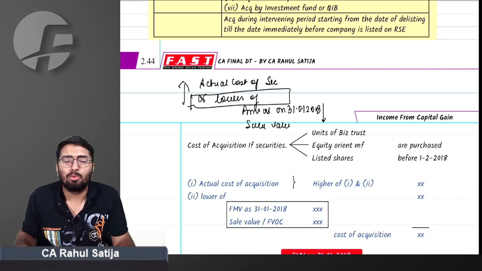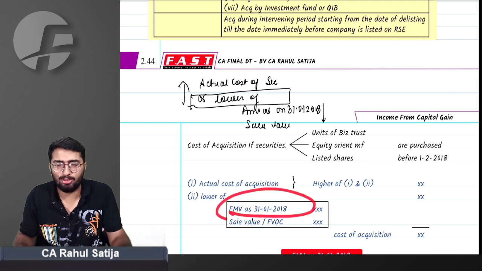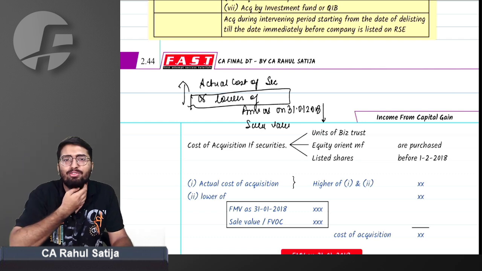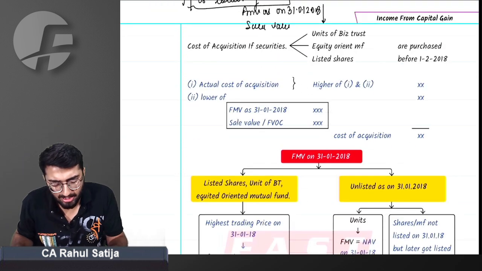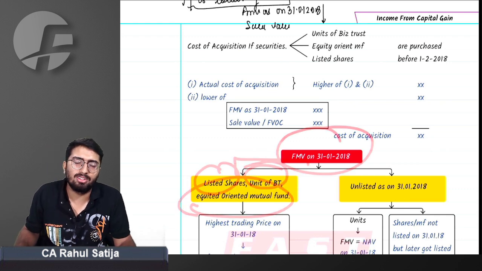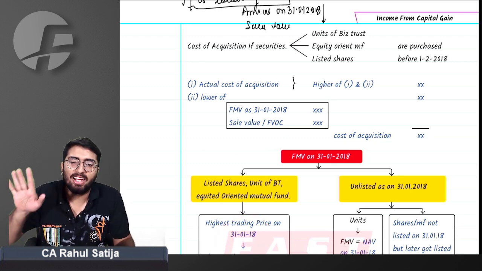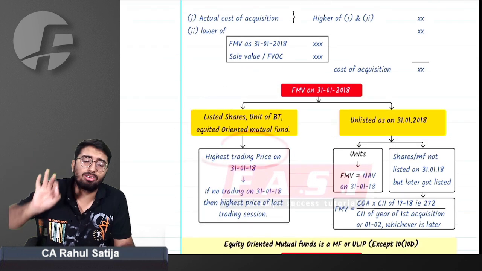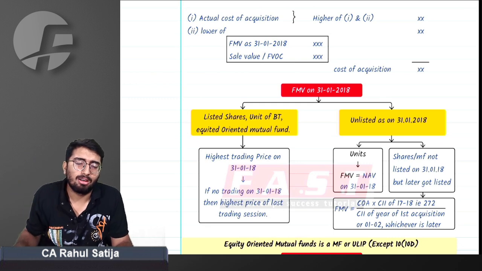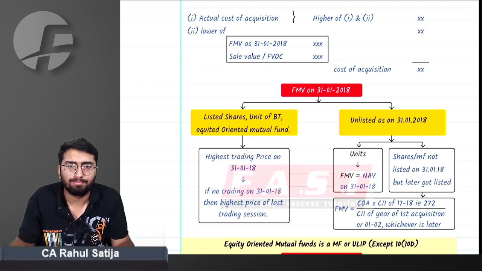Now, an important term is, what is fair market value? How will you calculate FMV of shares? How will you calculate FMV of units of business trust? Or how will you calculate FMV of equity-oriented mutual funds? Simply, the provision says, if these shares, mutual funds, or units of business trusts are listed on 31st January 2018, take the highest traded price, not the average, not the lowest, highest traded price, because you have to take cost of acquisition now.